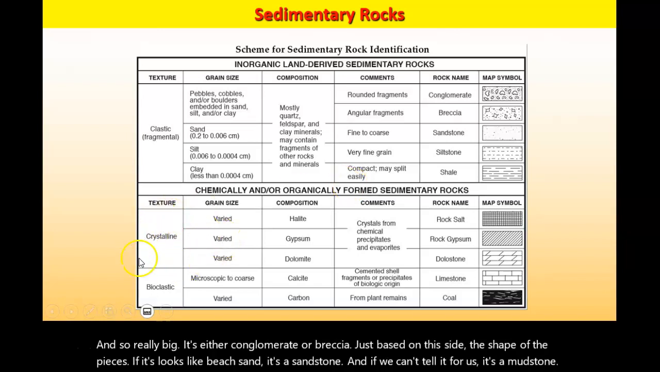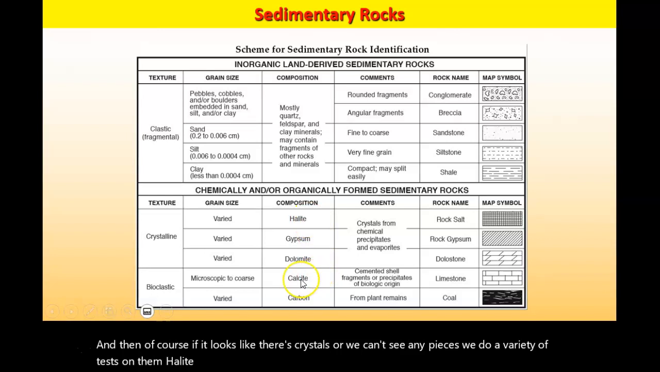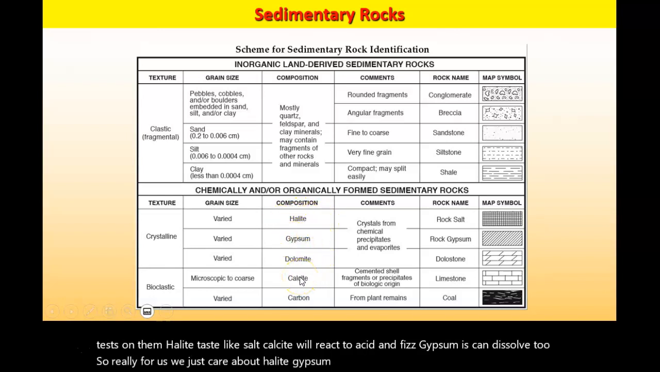And then of course, if it looks like there's crystals or we can't see any pieces, we do a variety of tests on them. Halite tastes like salt. Calcite will react to acid and fizz. Gypsum can dissolve too. So really for us, we just care about halite, gypsum, and calcite. Those are ones more related to hazards than the others.